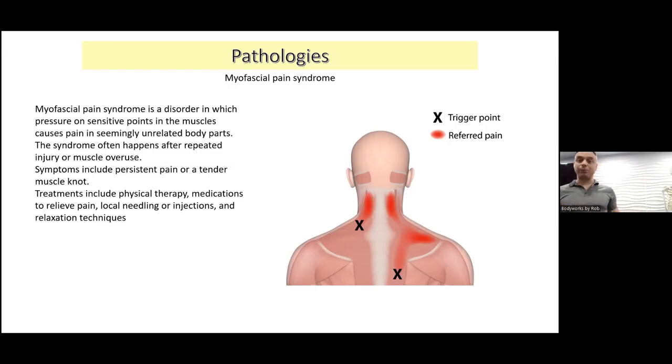Again, break the words down. Myo, muscle, fascial, fascia, connective tissue, pain syndrome, right?